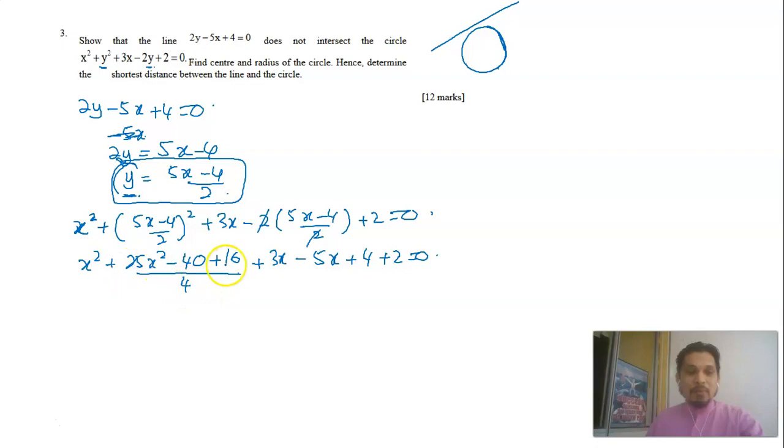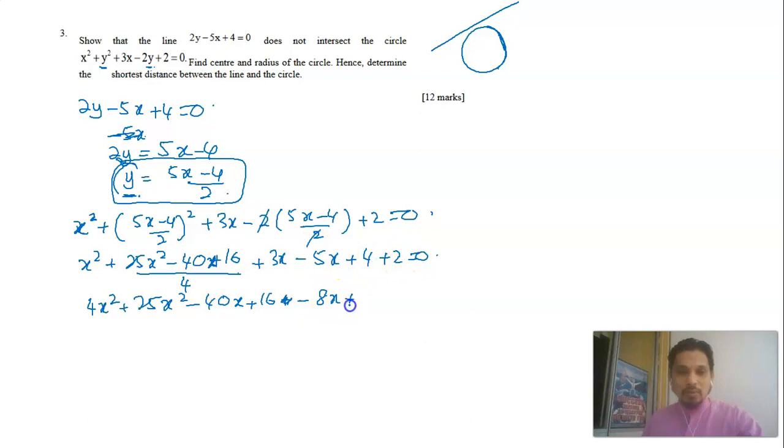5x, negative 5, negative become positive 4 plus 2 equal to 0. So simplify this, multiply by 4, then we get 4x squared plus 25x squared minus 40x plus 16 plus 4. Just imagine 4 times 4x squared, 4 times 3 equal to 12, 4 times negative 5 equal to negative 20, so this one comes out with minus 8x. And 4 times 2 equal to 8, plus 16 equal to 24, equal to 0. Simplify this and it gives you 29x squared minus 48x plus 40.